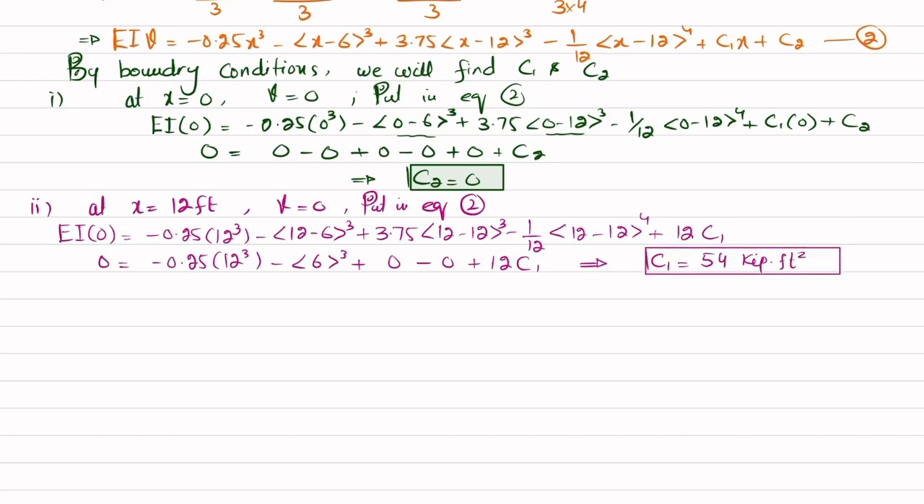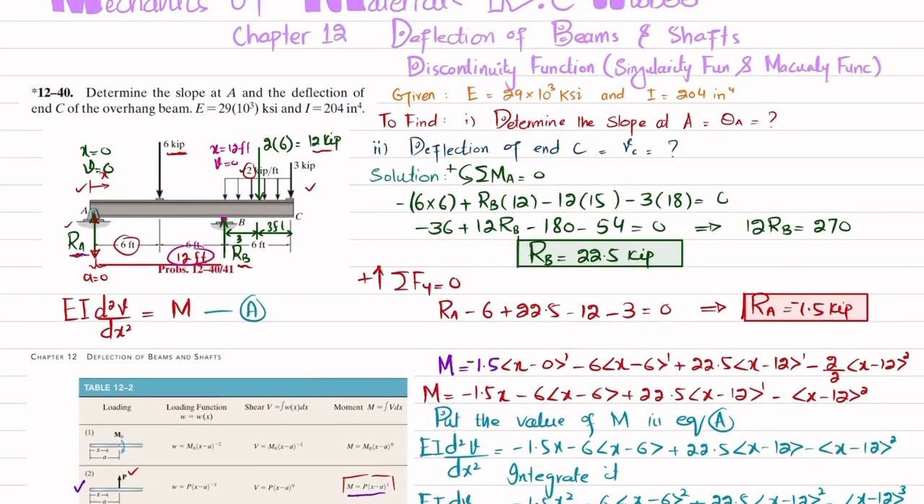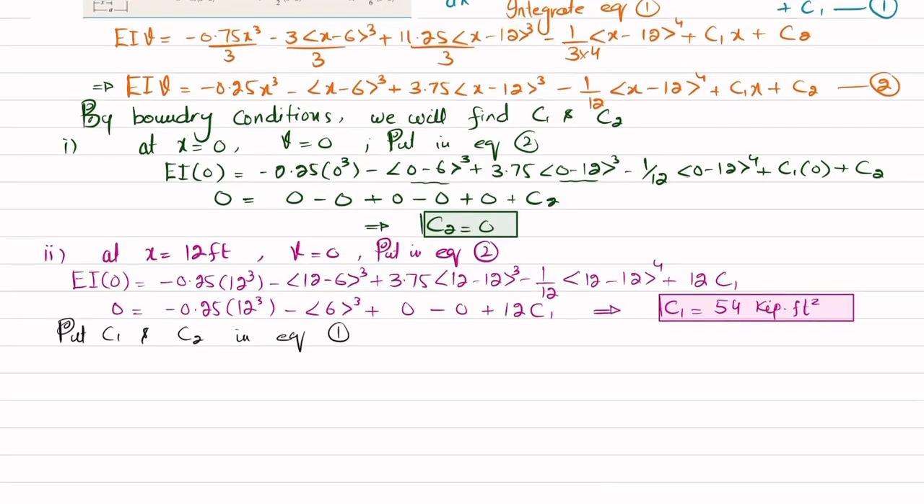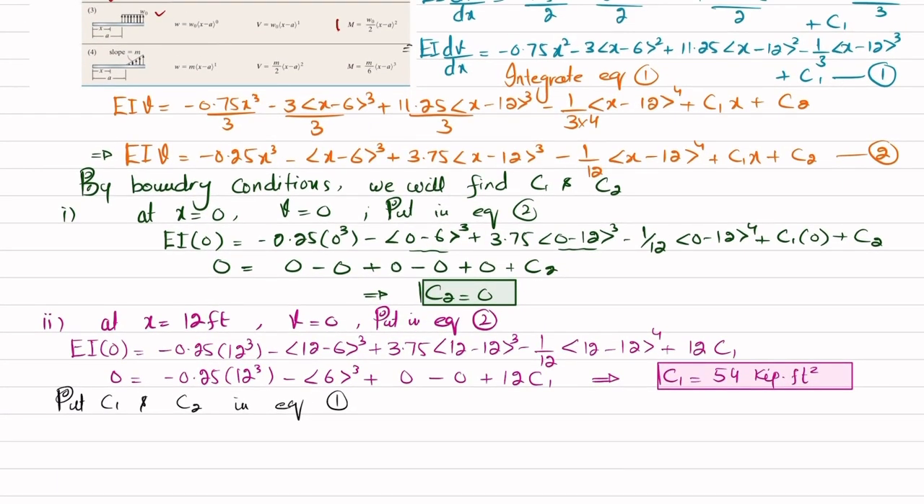So this is C1. Now we have C1 and C2. So what we will do is put C1 and C2 in equation number 1. Why? Because in our first part we have been asked to determine the slope at A. So equation 1 is about slope. This is equation number 1. You can check it.